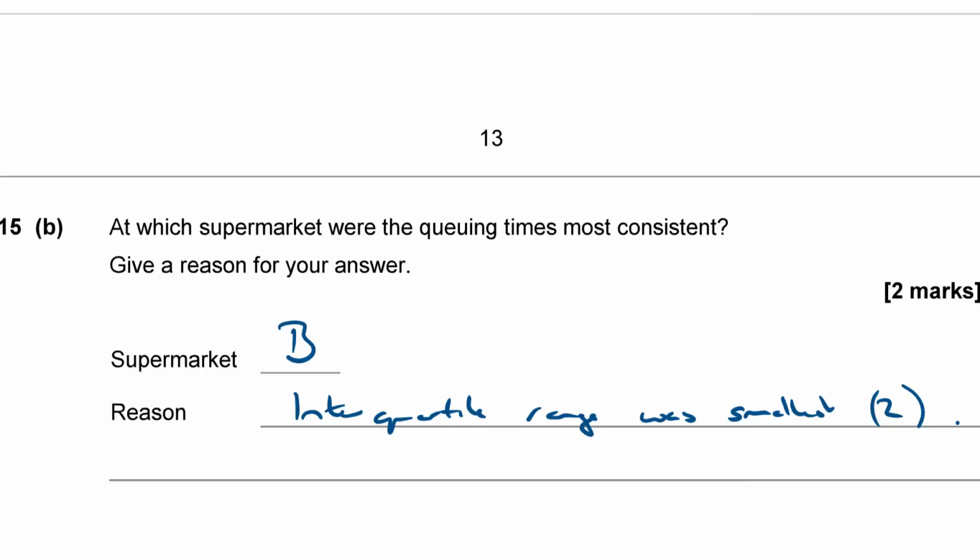Now, like I say, you could have used the range here, and I suspect that you'll be given full marks if you did, compared the range of the 4 of them, but interquartile range is a better measure of dispersion, which is why I chose it over range.